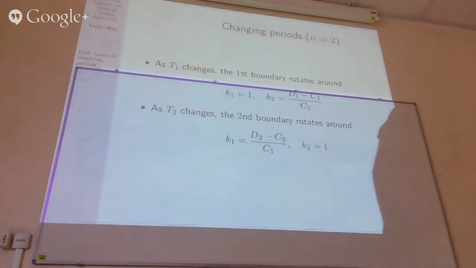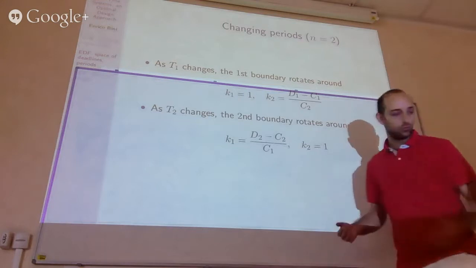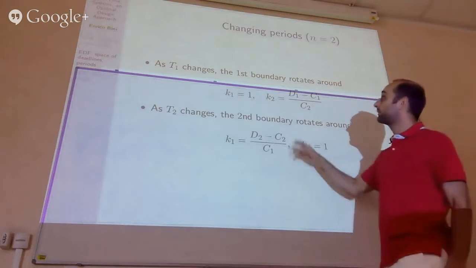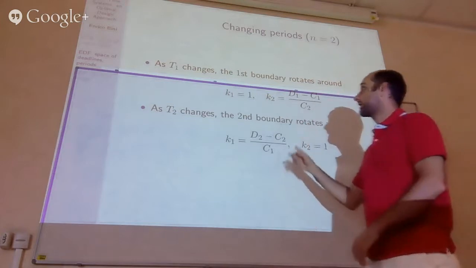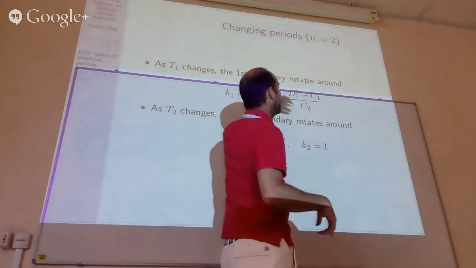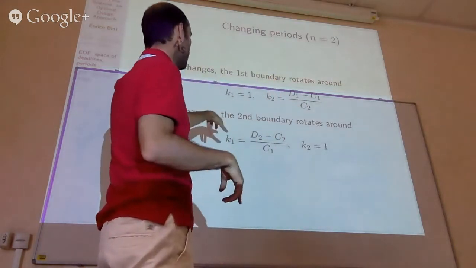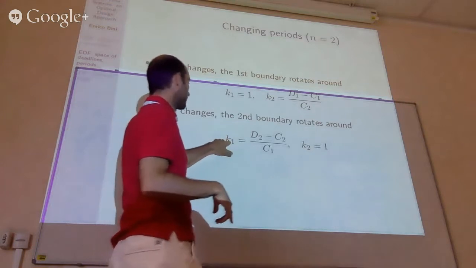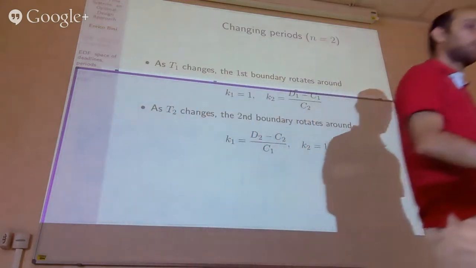For n equal to 2, it's a bit simpler, because for n equal to 2, basically, if you change t1, the half plane rotates around the point k1 equal to 1 and k2 equal to this value. And if you change t2, basically it rotates around the point k1 equal to this expression and k2 equal to 1.